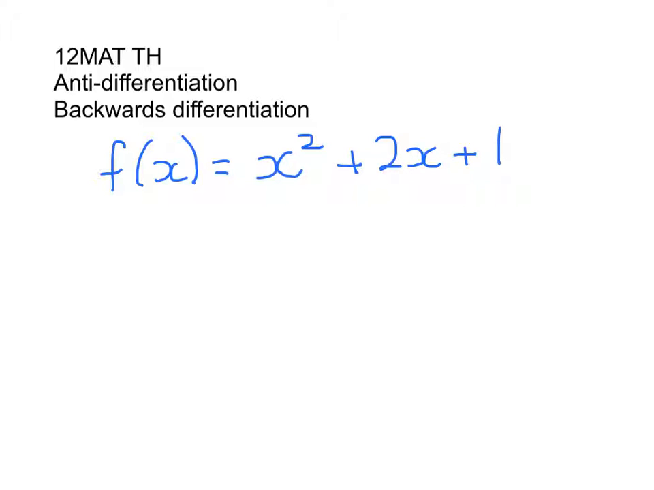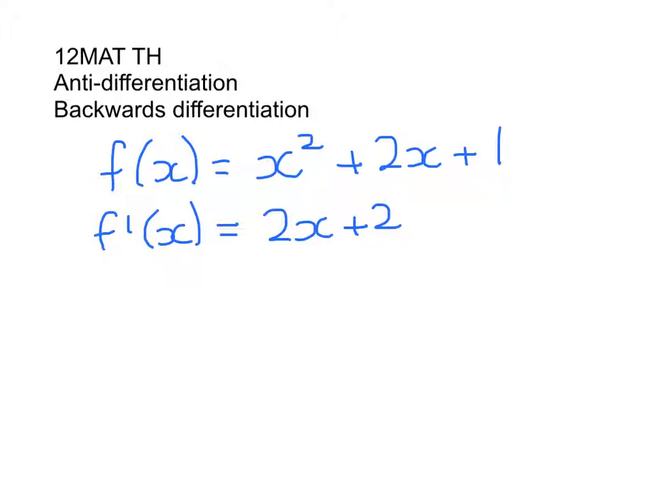In this video I'm going to go over antidifferentiation, which is backwards differentiation. So far we have learned that if we have a function f of x, we'll put an example in, so let's make f of x equal to x squared plus 2x plus 1. If that's my function, I can find its derivative or gradient function, which is f dash of x. For this example it would be 2x plus 2.